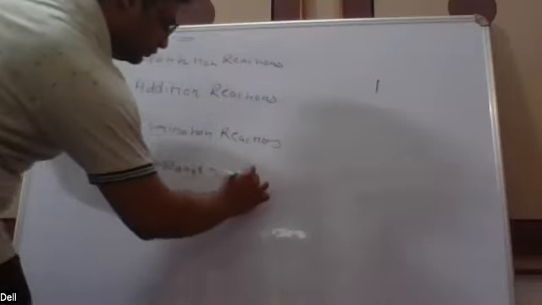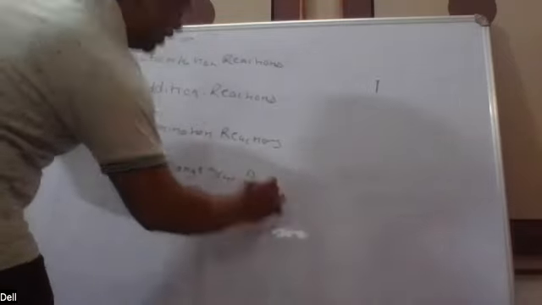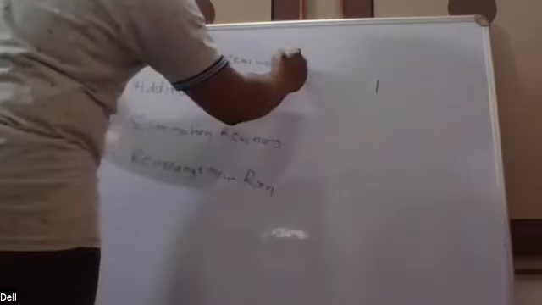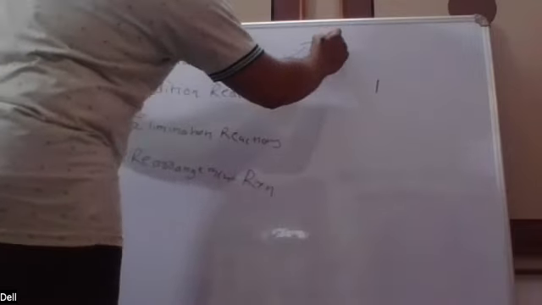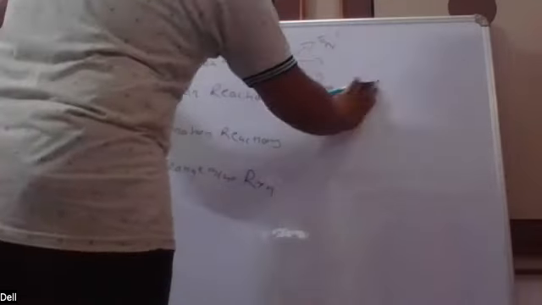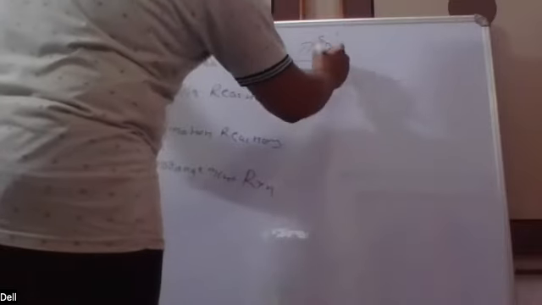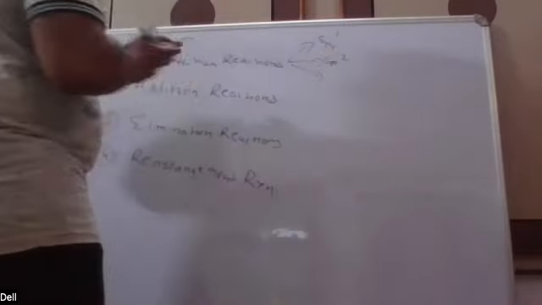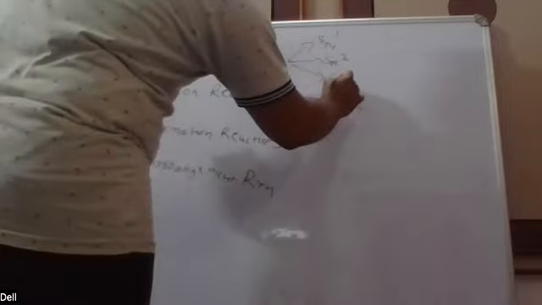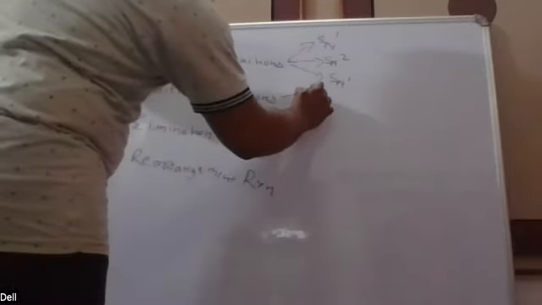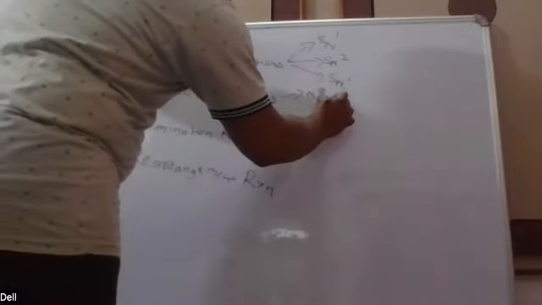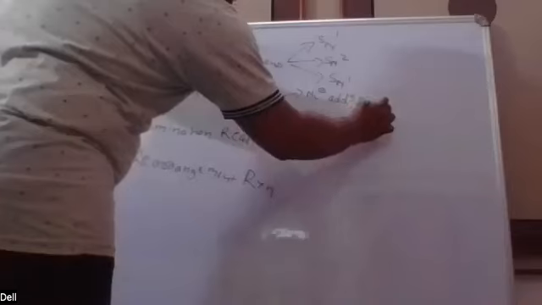The substitution reactions are further classified into three categories: SN1, which is nucleophilic substitution of first order; SN2, which is nucleophilic substitution of second order; and SNi, which is nucleophilic substitution intramolecular. Then the addition reactions are of two types: nucleophilic addition reactions and electrophilic addition reactions.